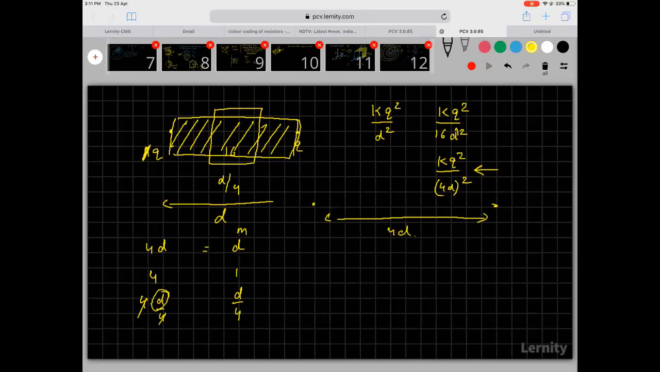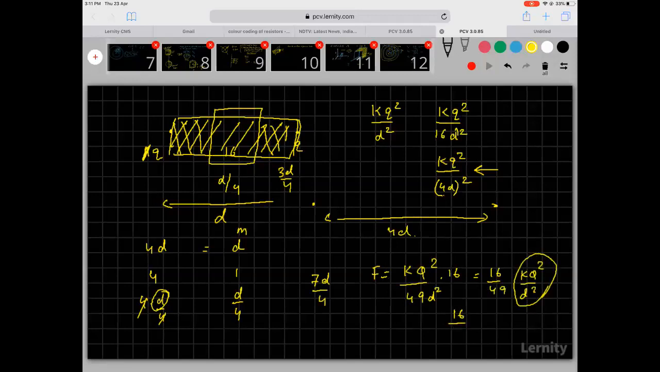Now there is vacuum or air here, and that distance is already 3d by 4. To that I am going to add d. So the net distance is 7d by 4. Now I can calculate F is equal to kQ squared by 49d squared into 16. So it becomes 16 by 49 times kQ squared by d squared. This was the original force, so it becomes 16 by 49 times the original force.